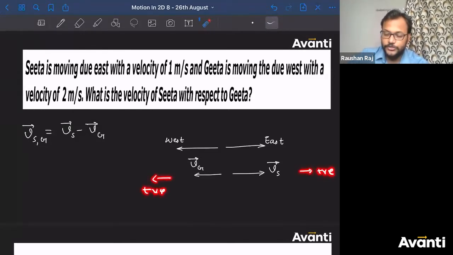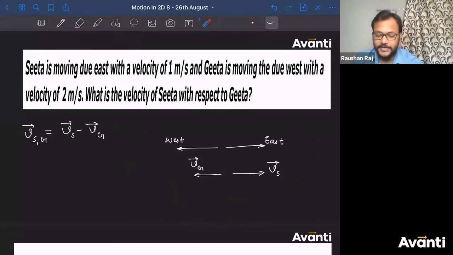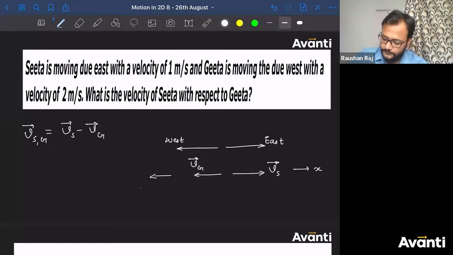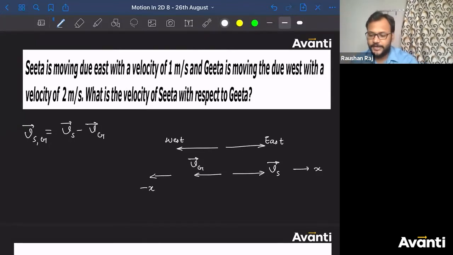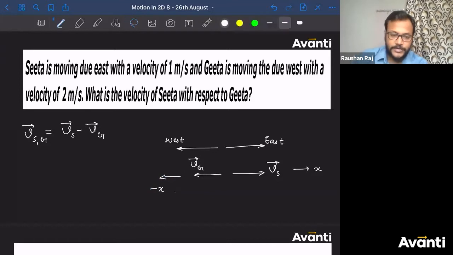See, this is a motion in 1D problem. Here the motion of all the particles involved is only in a straight line. This is the straight line, so this is not that tough, right? You can easily get the answer if I consider this as the positive x axis and this as the negative x axis. All right. So tell me, what is the value of Vs?